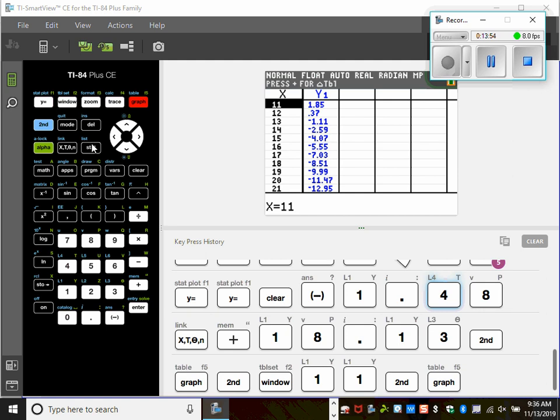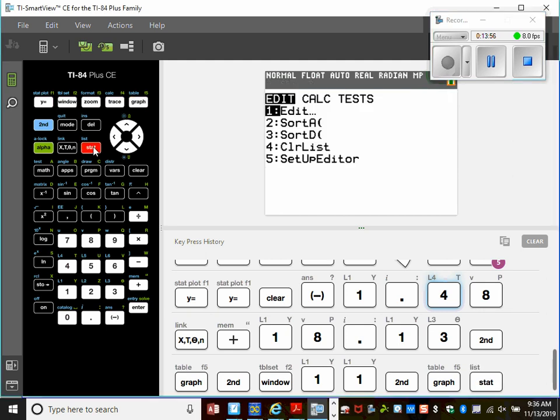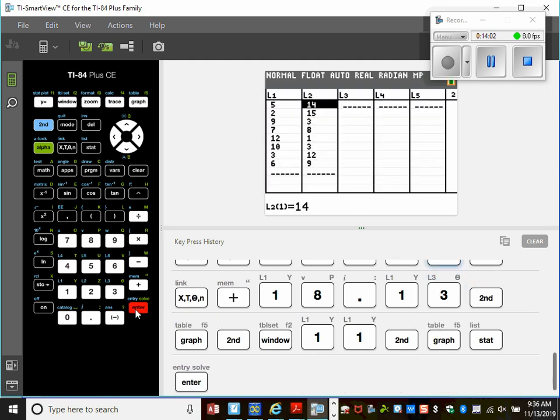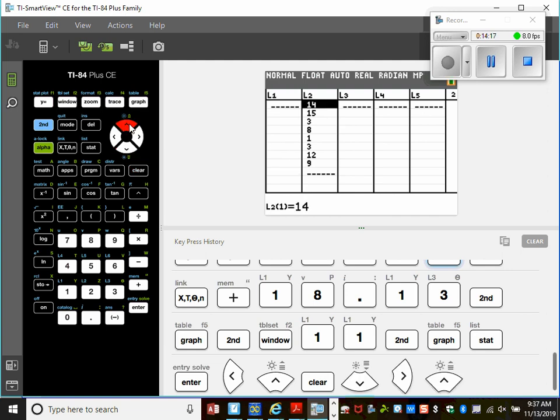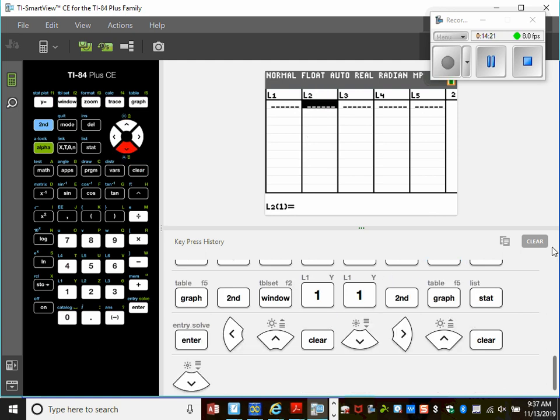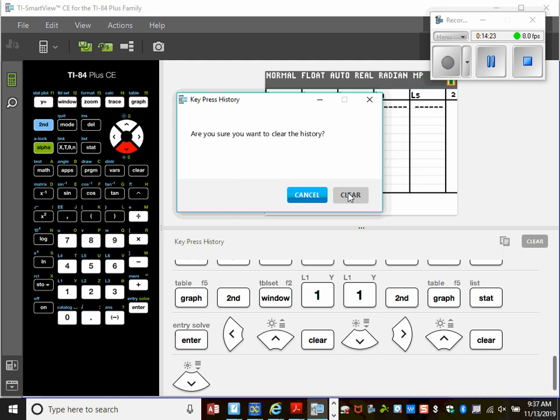All right, so on your calculator, first step we're going to do is hit stat. What's after stat? Enter. Very good. All right, and let's go ahead and clear our list. So let's make sure we're on L1. We're going to hit clear, bring it down. Go over to L2, hit clear, bring it down. Okay, so now we have cleared out our list.